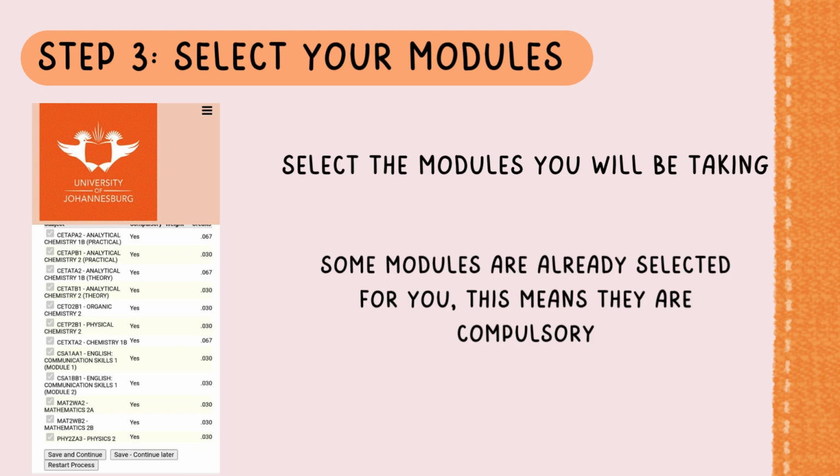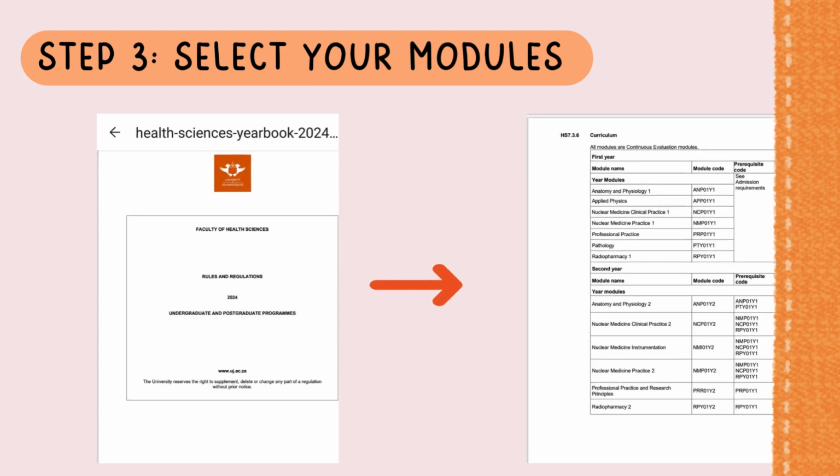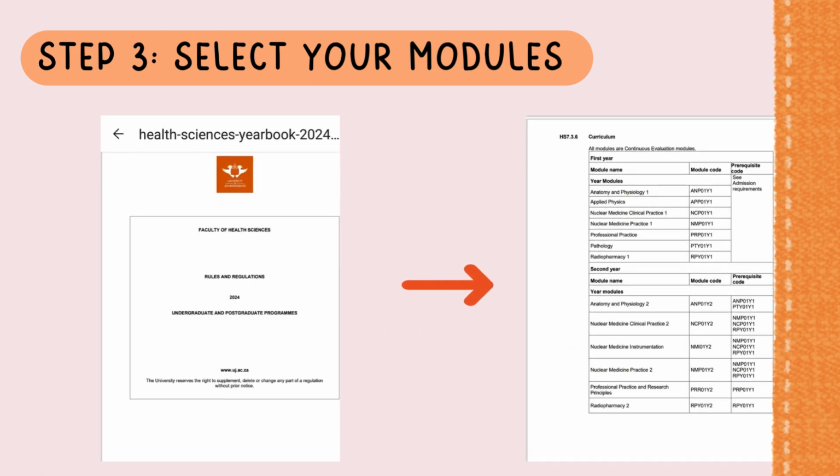Also, keep in mind that when selecting your modules, please do your research so you know what exactly you'll be getting yourself into. By now, you should have already downloaded your faculty's yearbook and located your degree inside and seen what modules you'll be taking in the years to come. Some degrees do not have electives, so keep that in mind.